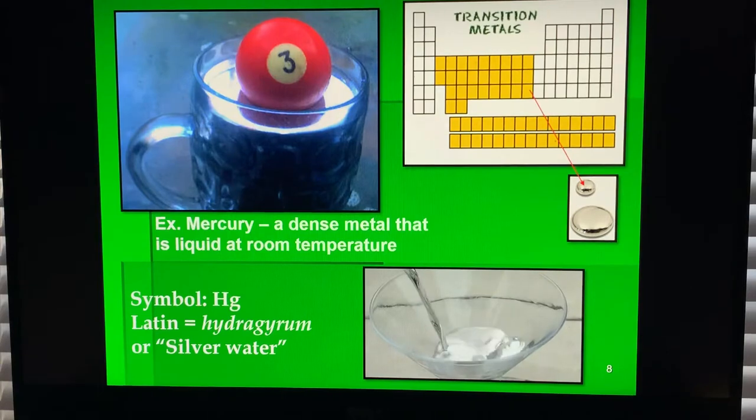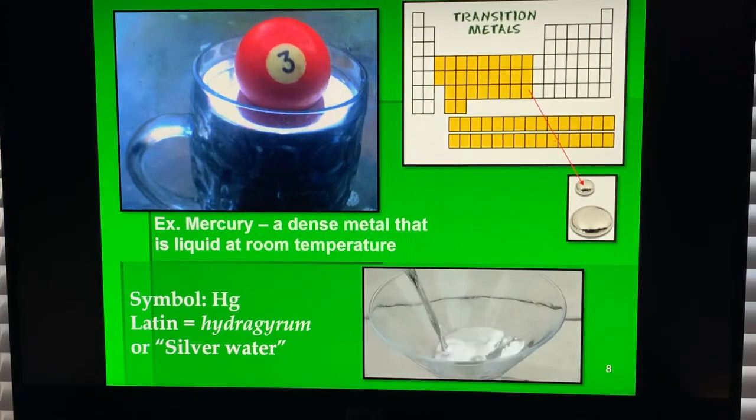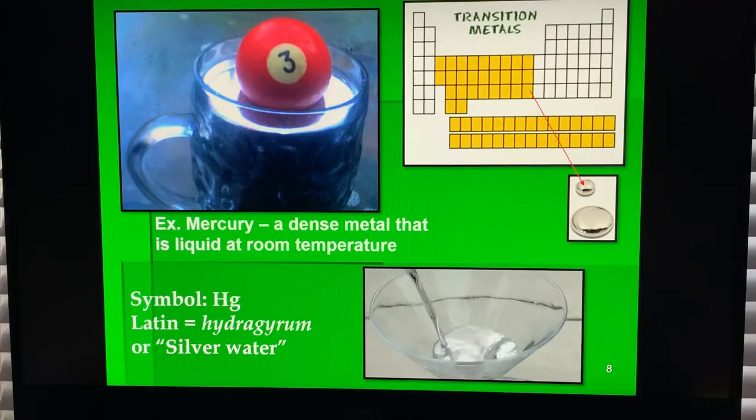One of the coolest metals in the transition metal zone is the only metal at room temperature that's a liquid, and that is mercury. Very dense. And I have a sample up at my desk, which if we have time, I will show you guys later. But I have to maintain a close watch on it. So we'll talk about that later.